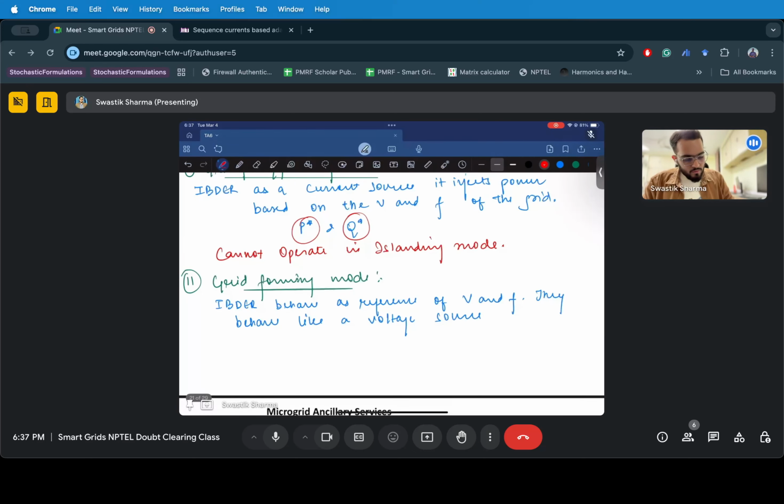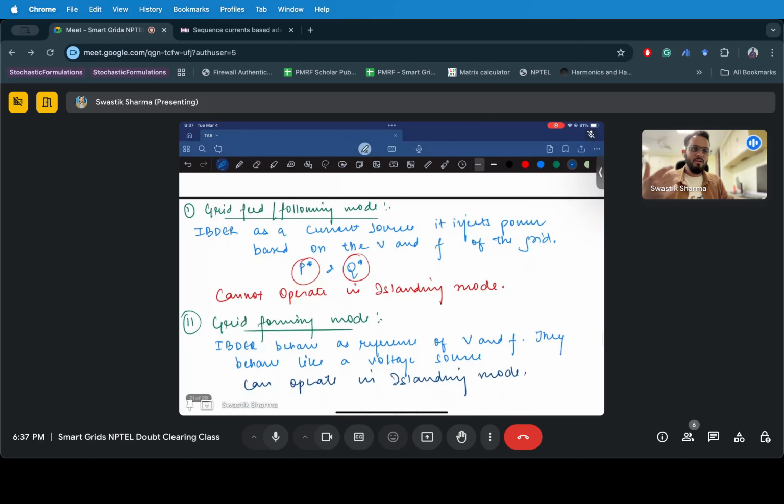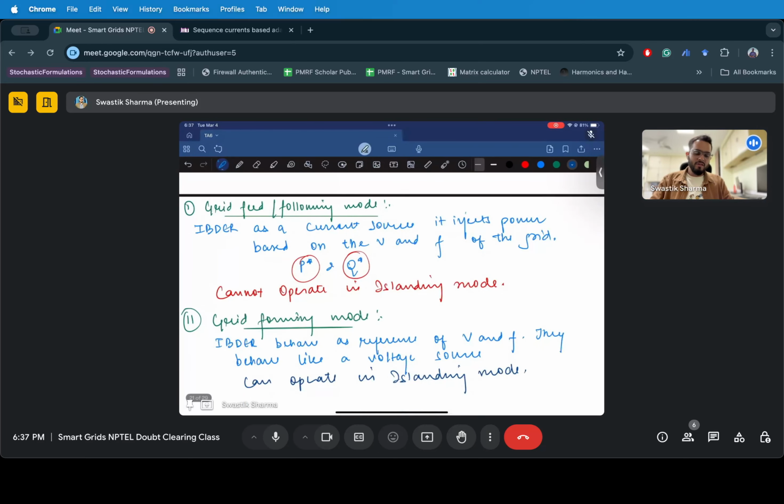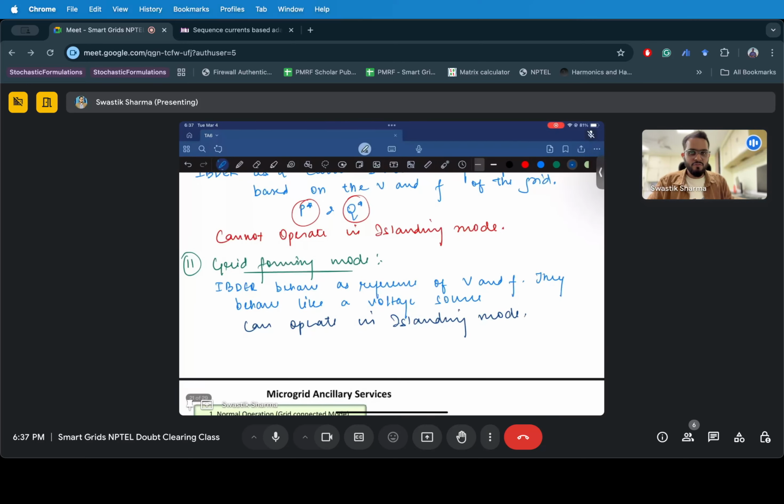Right. The positive is that they can operate in islanding mode. And one good thing about them is that if they are present and behave like a grid, you can have grid feeding or following mode also work if the microgrid is islanded, right? Because there are grid forming converters which can act as a reference of voltage and frequency, right?